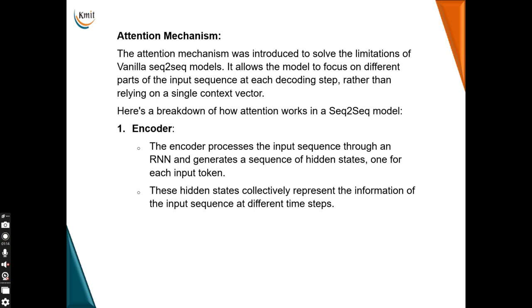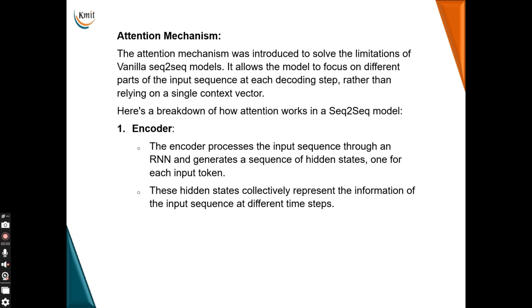So how does the attention mechanism work in a sequence to sequence model? The first phase is the encoding. The encoder takes the input sequence, processes it through an RNN and generates a sequence of hidden states, one for each input token. Say for example, I have 20 input tokens, I will get 20 hidden states. These hidden states collectively represent the information of the input sequence at different time steps.